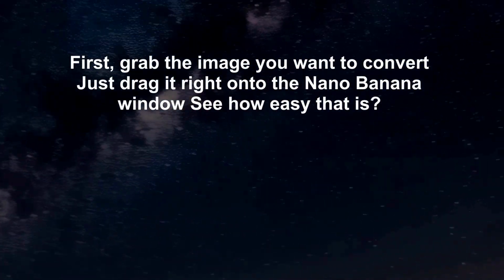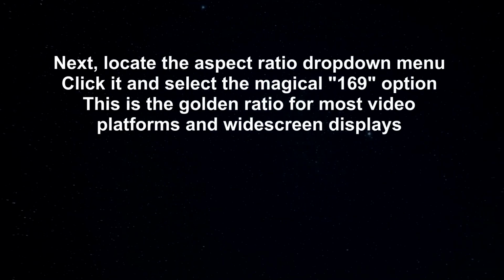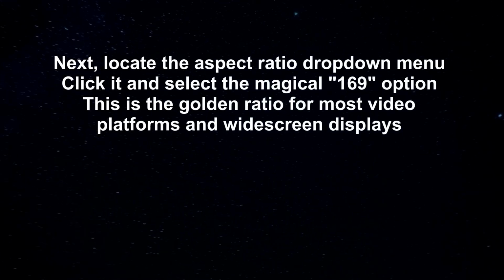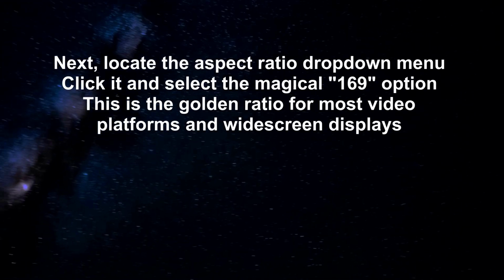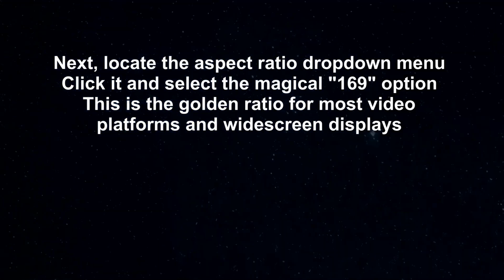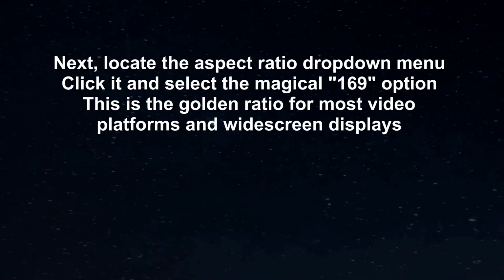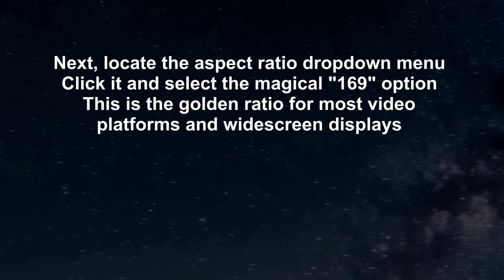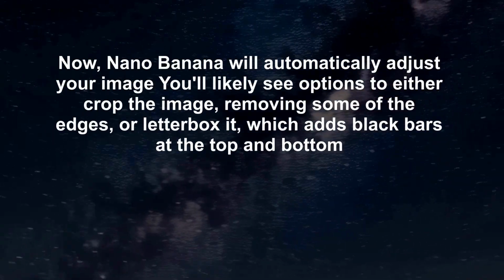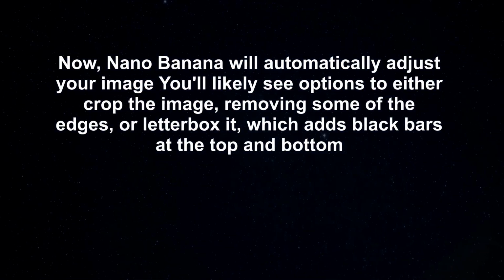See how easy that is. Next, locate the aspect ratio drop-down menu, click it, and select the magical 16:9 option. This is the golden ratio for most video platforms and widescreen displays. Now Nano Banana will automatically adjust your image.